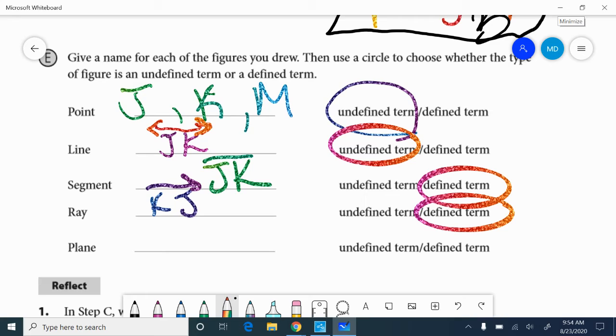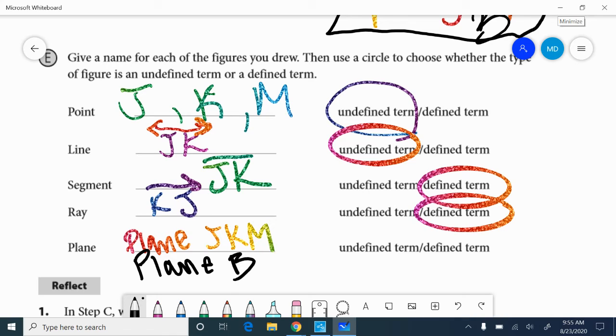And then we had a plane. So I could call my plane JKM, or I can even call it plane B. That's why we use that term, the script B. So if I write plane B, that's another way of representing the same plane. A plane is an undefined term.